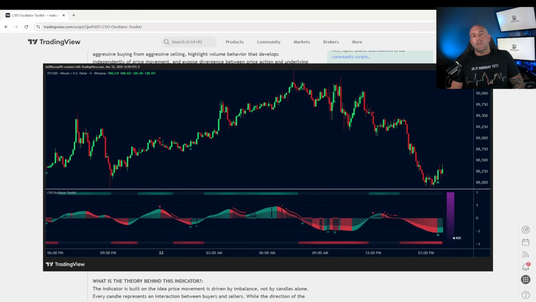Unlike raw CVD plots, which often drift endlessly and become difficult to interpret across different symbols or sessions, the CVD Oscillator Toolkit normalizes and structures volume data into a stable oscillator format. This allows volume behavior to remain readable and comparable across different market conditions and instruments without being distorted by session length or cumulative drift.